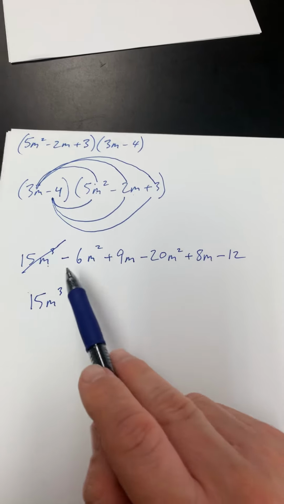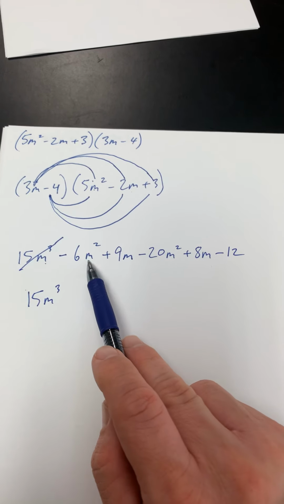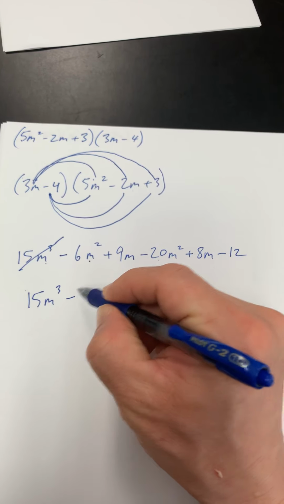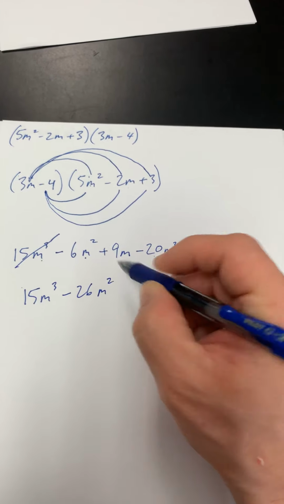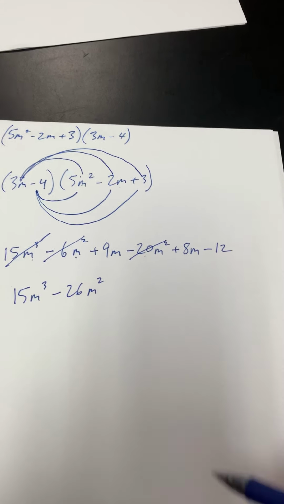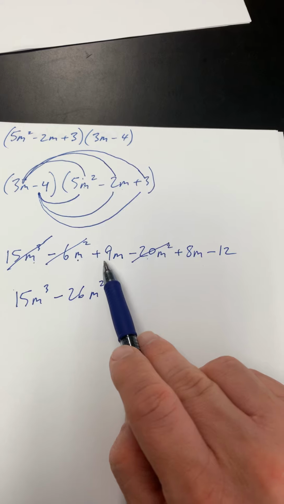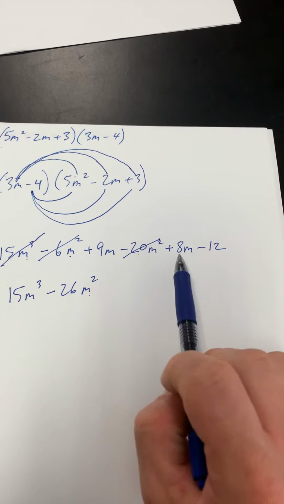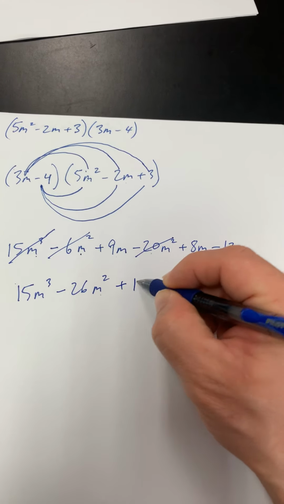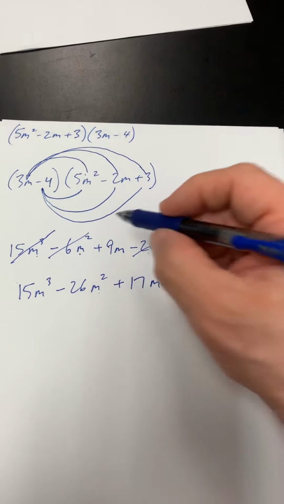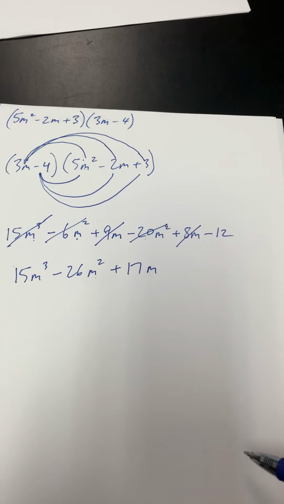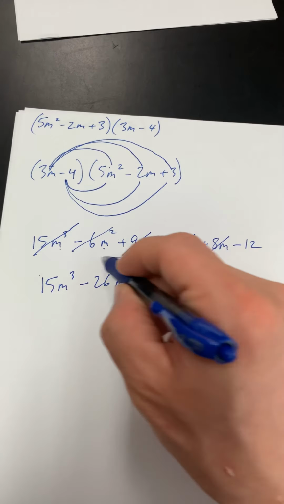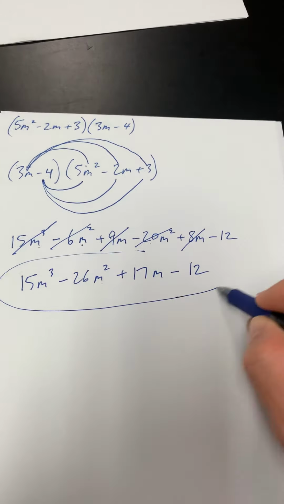Now let's look at our m squared term. Negative 6m squared minus 20m squared gives us negative 26m squared. So we've combined our m squared terms. Now let's look at our m terms. 9m plus 8m gives me 17m. So these have been combined. And then we just have negative 12. And that is our final answer.